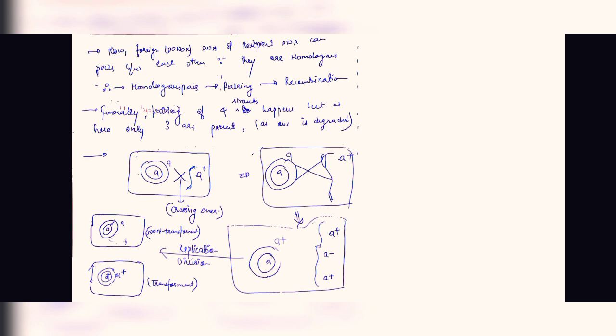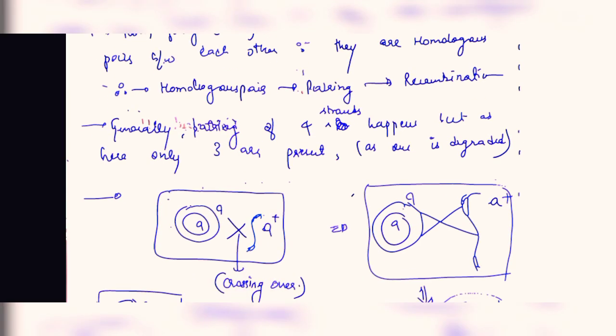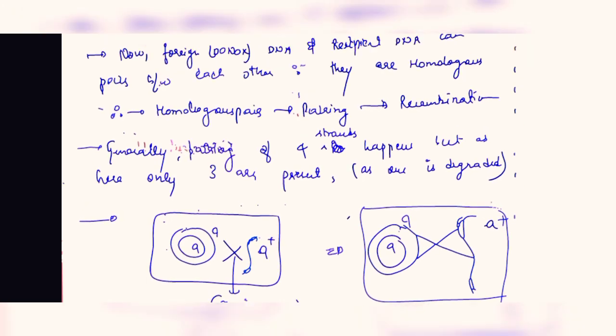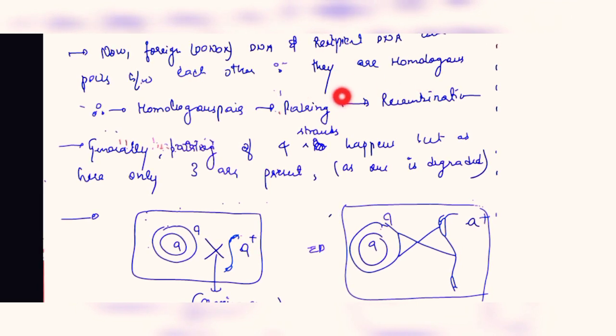here we can see that the foreign DNA, or the donor DNA, and the recipient DNA can pair with each other. Suppose there is some similarity between the donor DNA and the recipient DNA. It is not necessary that there will be similarity, but suppose by chance there is. That is, they are homologous, they are similar to each other. Then this homologous pair will form pairs, and recombination will happen. Recombination takes place between homologous pairs only.